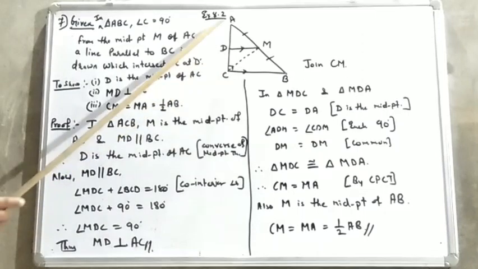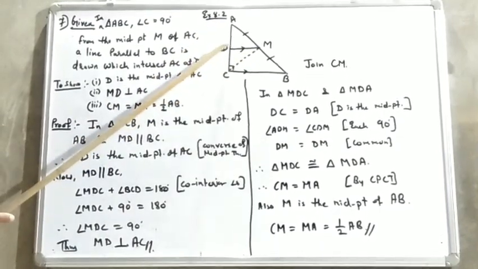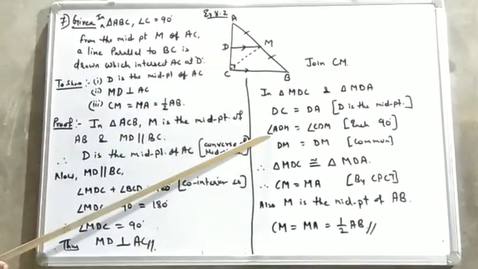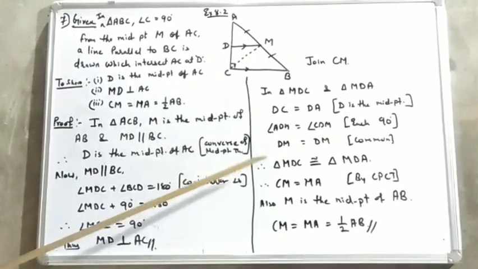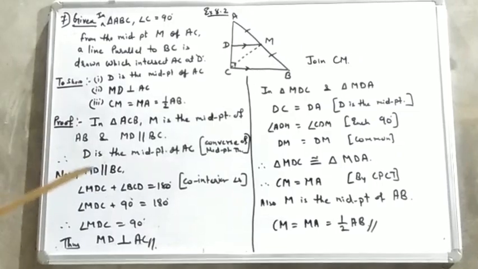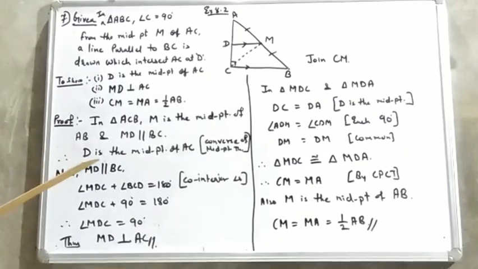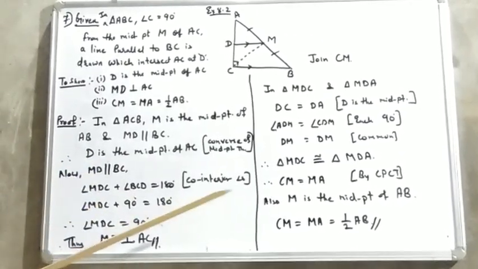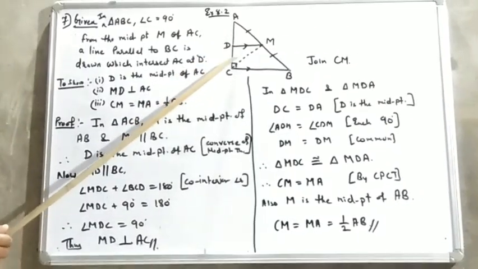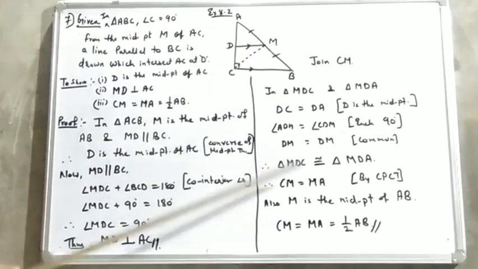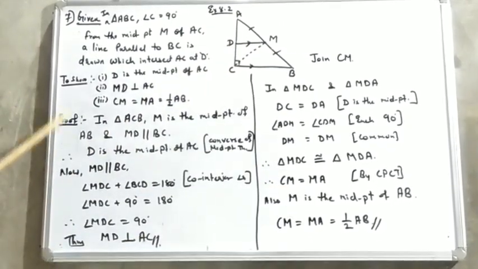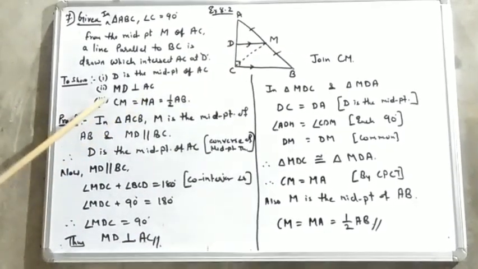Angle ADM and angle CDM, both are 90 degrees, and DM is common. So both the triangles are congruent. You can write the reason of congruency, which is side angle side. If both the triangles are congruent, can I say CM is equal to MA? Yes, by CPCT. So this part has already been proved.